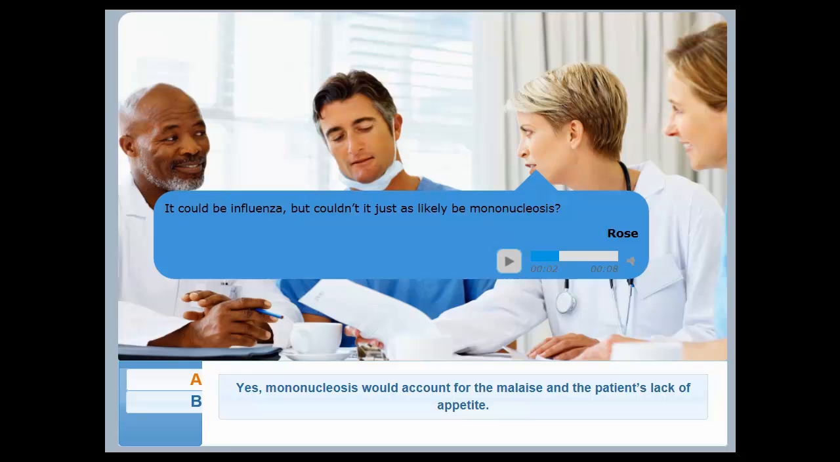Read statement. It could be influenza, but couldn't it just as likely be mononucleosis? Read A. Yes. Mononucleosis would account for the malaise and the patient's lack of appetite. Read B. No, I think you're wrong because if it were mononucleosis the patient would be present with hematuria.